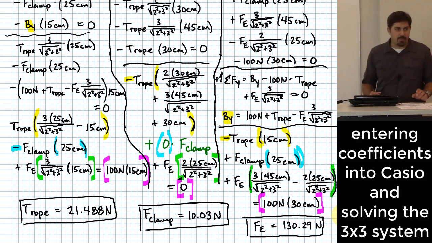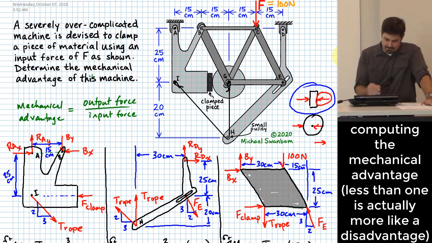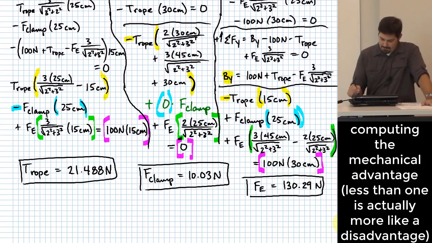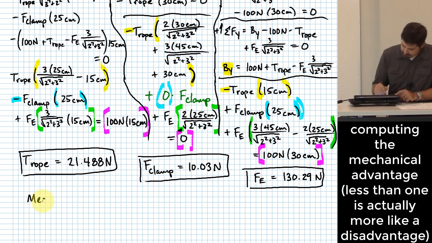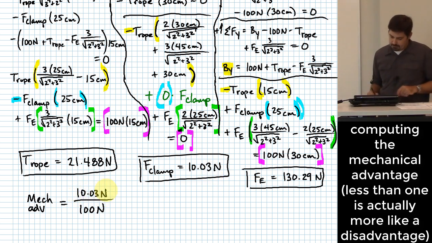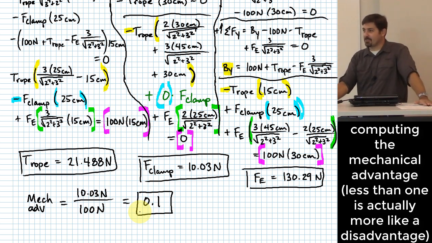All right. Now let's remind ourselves what it is we were trying to do, right? We needed the mechanical advantage, right? Output force over input force. We know our input force we used to get this was 100 newtons. So that goes in the denominator. What was our output force? Our output force is this 10.03 newtons. And to this I would say, that doesn't look very advantageous. That's okay. It's still considered a mechanical advantage, right? It's just less than one, right? It's a fractional mechanical advantage.